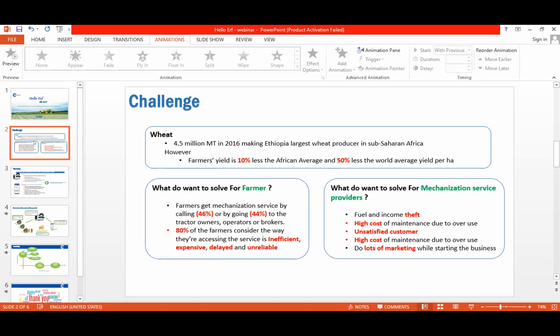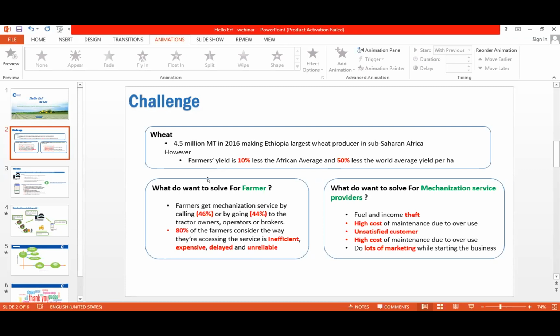the mechanization service. On the other hand, the mechanization service providers, especially the owners of the tractors, are urban dealers who are in the cities or nearby towns and send operators with their assets. So they mostly incur income and fuel theft, and high cost of maintenance because they don't do preventive maintenance on their machines. Most of their clients are not satisfied with the service provided, and because of the loose link between the actual demand and the supply, they also invest a lot in promoting themselves.